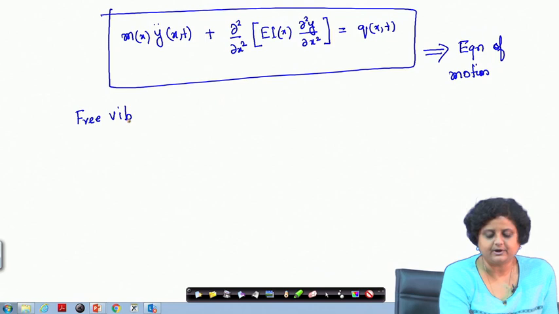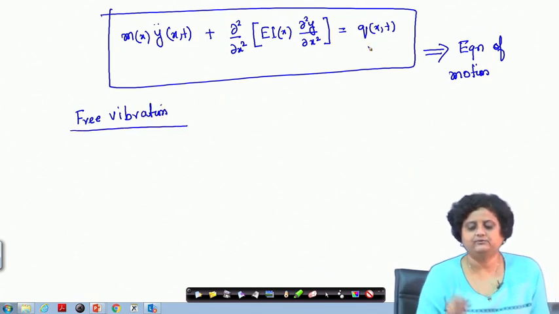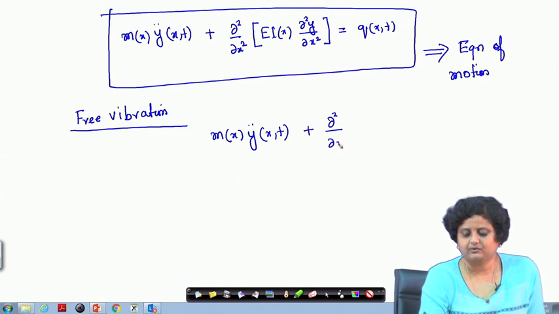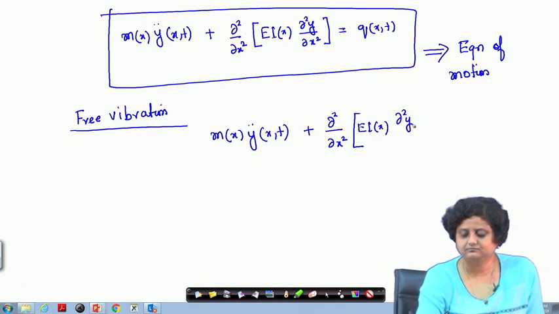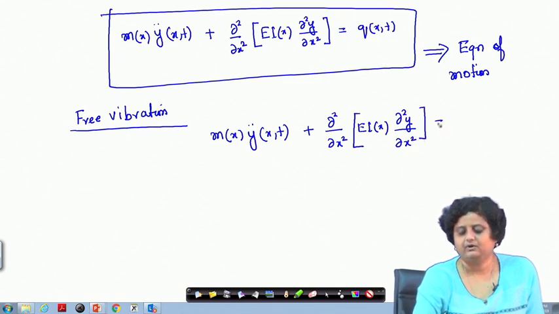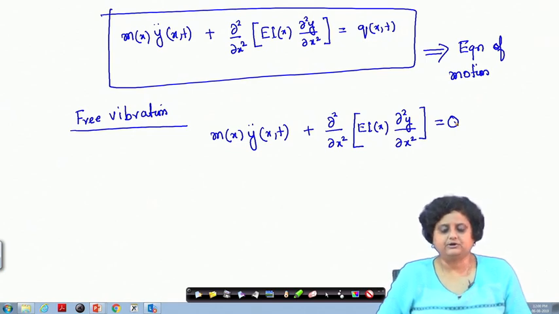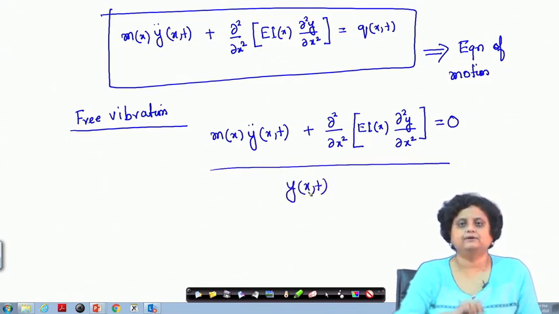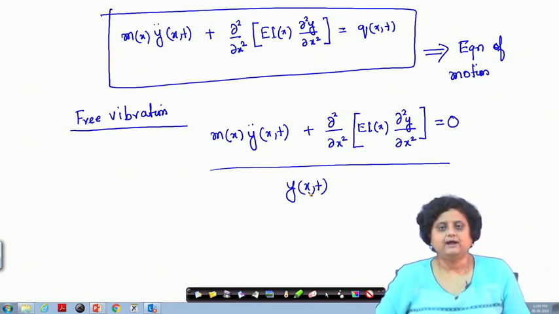So, if we consider a free vibration problem, my q(x,t) is going to go to 0, then I will have this equation as... this is my equation of motion for free vibration. Now, we have to solve this in order to get the displacement y(x,t) as a function of x and time. We can see, similar to our previous case of axial vibration in the rod, here also we have a partial differential equation in x and time, and our job is to solve this.